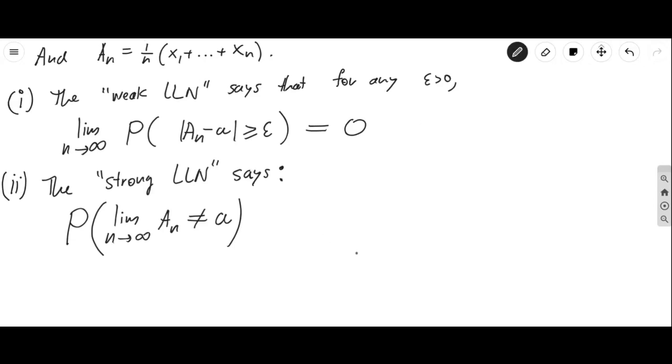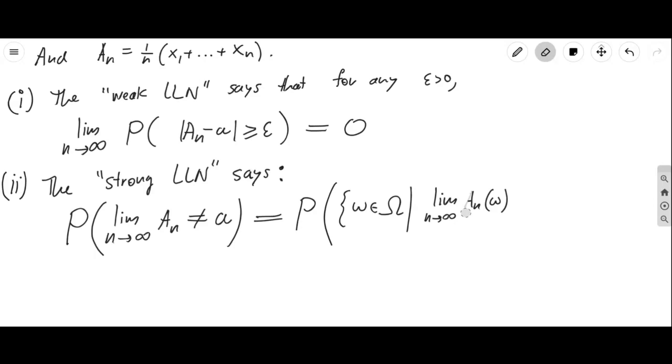If you're confused by what that means, this is just a shorthand way of saying: you're going to look at the event of all sample points such that the limit of An on those sample points. The moment you evaluate this random variable at a sample point, you're going to get a sequence of numbers, and you're saying that sequence of numbers does not converge to a, and that would be the event.